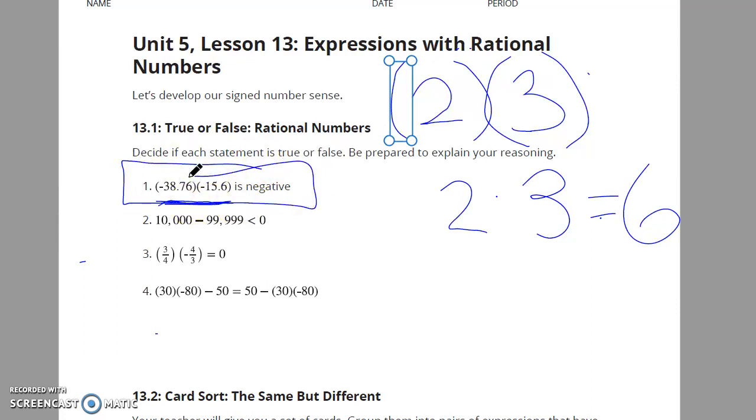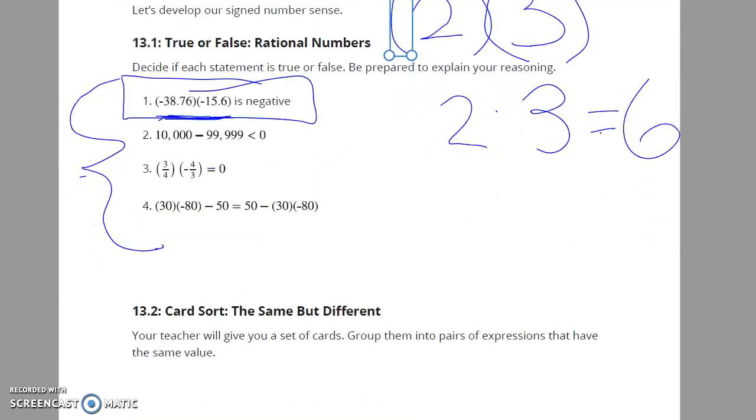So please decide if each one of these four statements are true or false. You do not have to solve it. You just need to decide if it's true or false. Pause, and when you're done, hit play to move on.